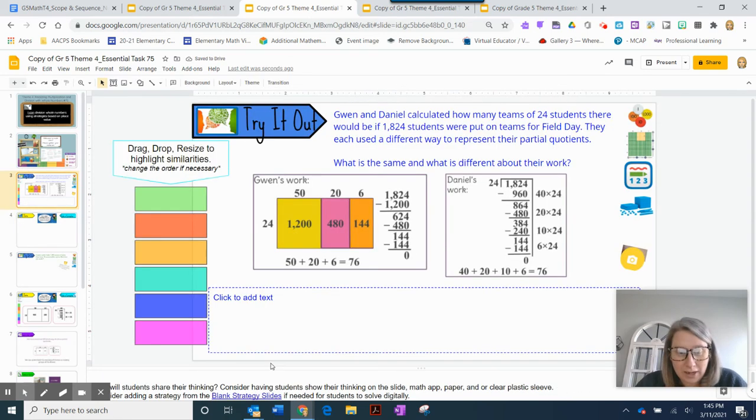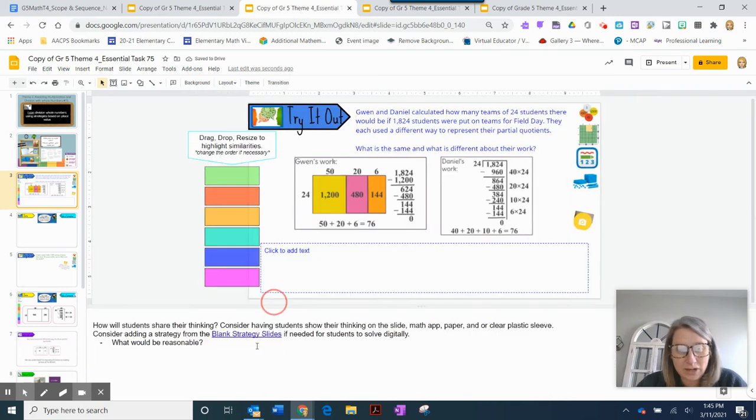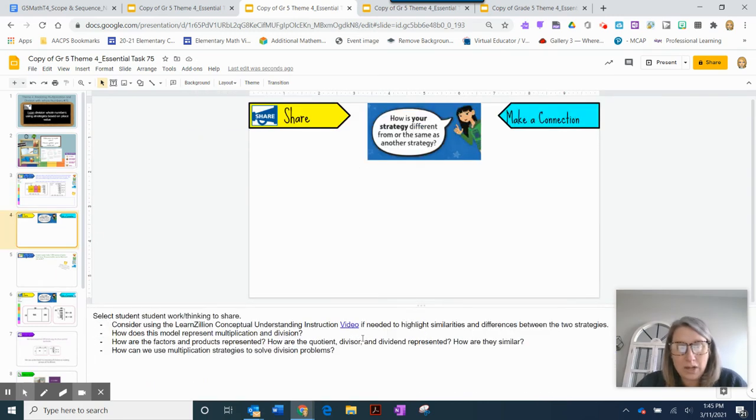We can also use blank strategy slides if you need to. We can also utilize this Learn Zillion video to highlight similarities and differences between the strategies. We're really thinking about how the products are represented, how the quotients, the divisors, and the dividends are all represented. How is that similar? How is that different?